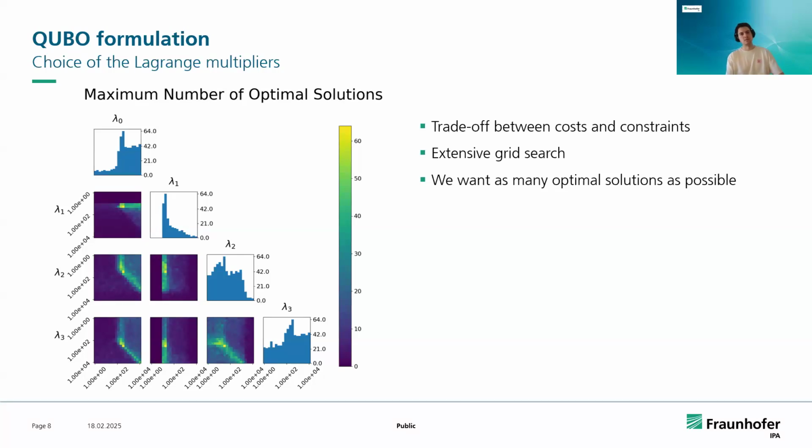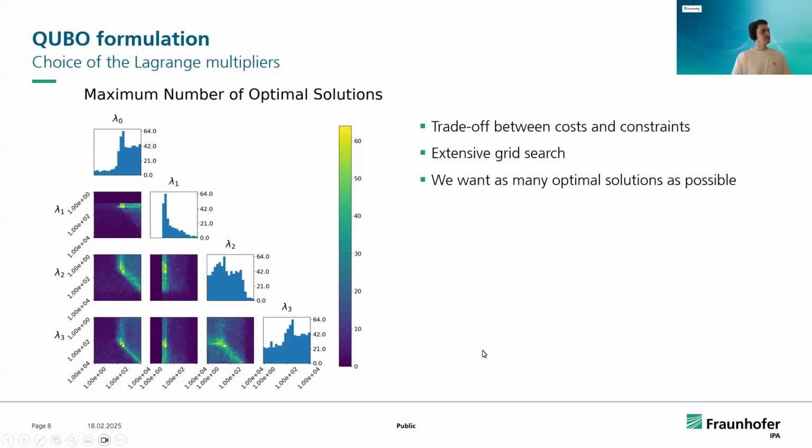And so what we did was an extensive grid search using D-Wave anneal, so simulated annealing, to try to find the Lagrange multipliers that yield the most number of optimal solutions to our problem. An optimal solution in this case is defined as a solution that keeps all the constraints and also minimizes the cost function.